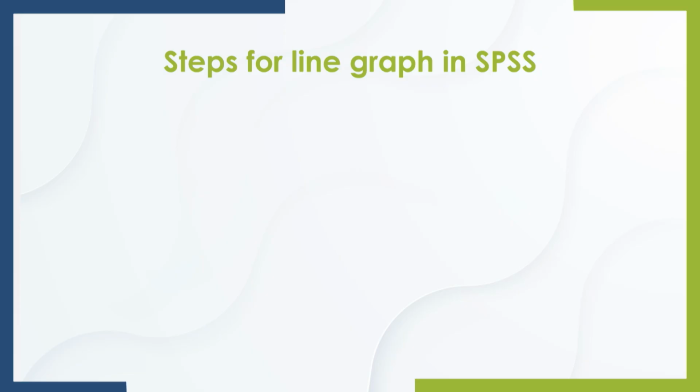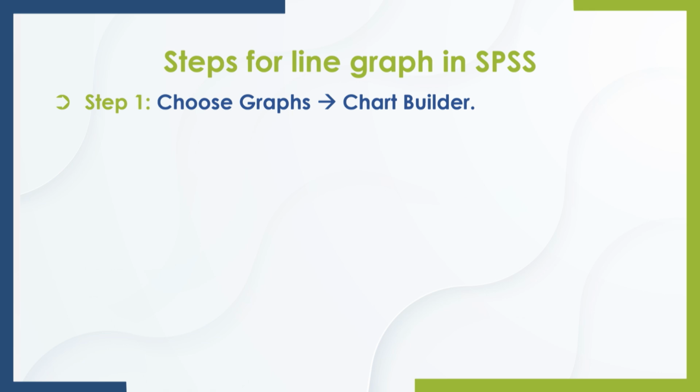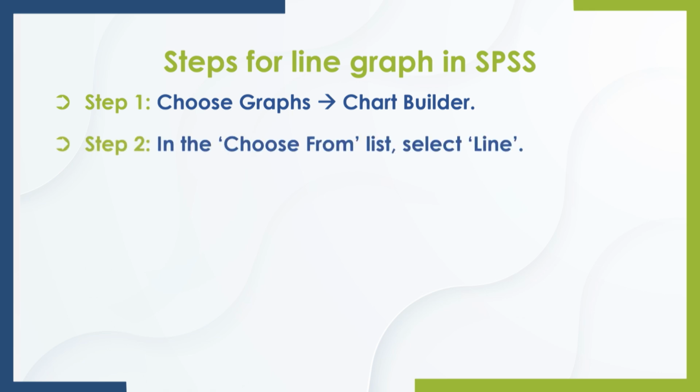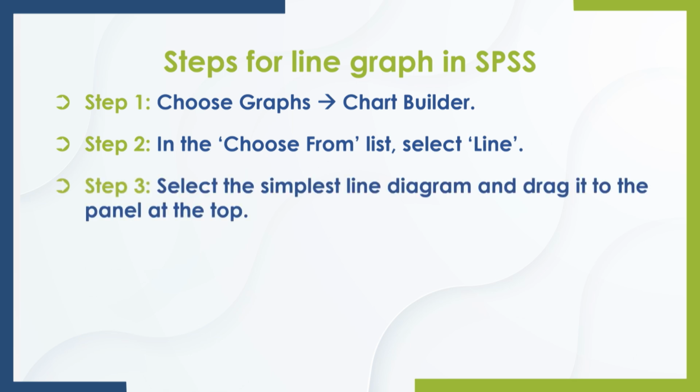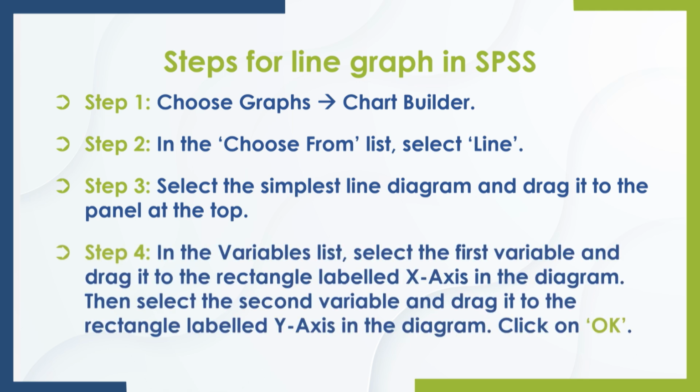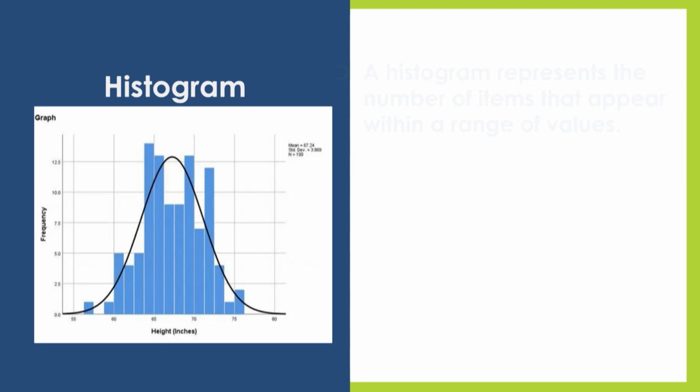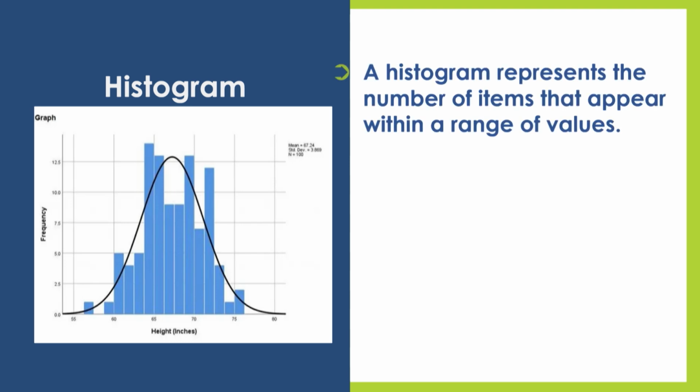Steps for line graph in SPSS. Step 1, choose Graphs, then select Chart Builder. Step 2, in the Choose from list, select Line. Step 3, select the simplest line diagram and drag it to the panel at the top. Step 4, in the variable list, select the first variable and drag it into the rectangle labeled x-axis in the diagram. Then select the second variable and drag it to the rectangle labeled y-axis in the diagram. Then click OK.